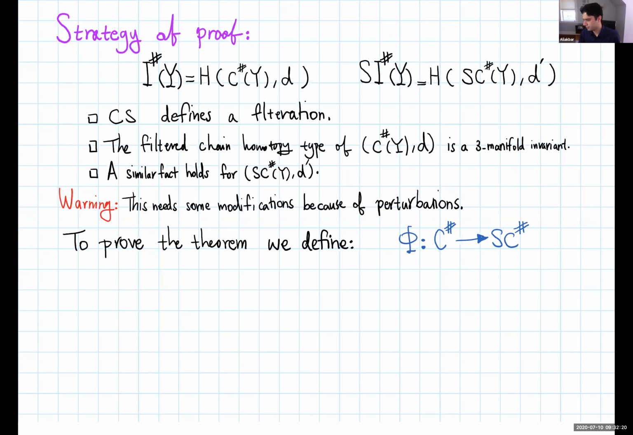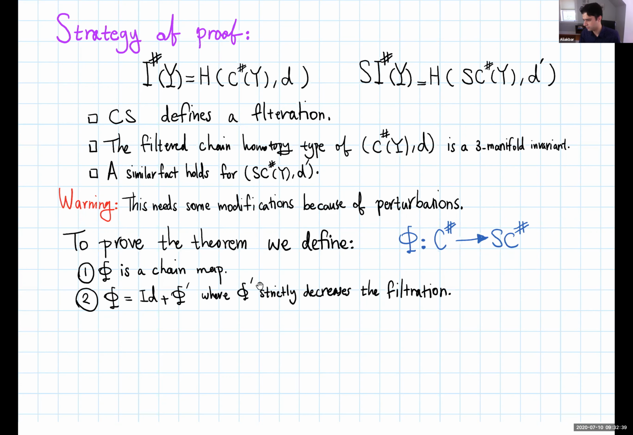So the strategy to prove the theorem is to define, of course, you want to show that two invariants are isomorphic to each other. So we're going to define some map from the chain group of the first one to the chain group of symplectic Floer homology, and it's going to satisfy two properties. The first one is that this is a chain map, so it would induce a map at the level of Floer homology groups.